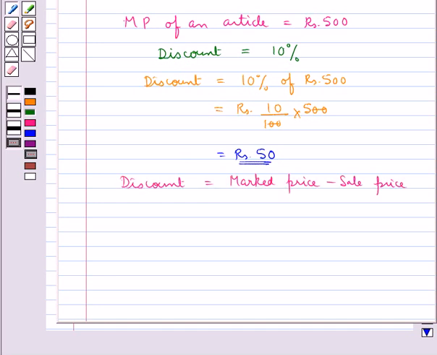We know that discount is equal to marked price minus the sale price. So, we have sale price is equal to the marked price, that is rupees 500 minus the discount, that is rupees 50, and this is equal to rupees 450. This is the sale price of the article.